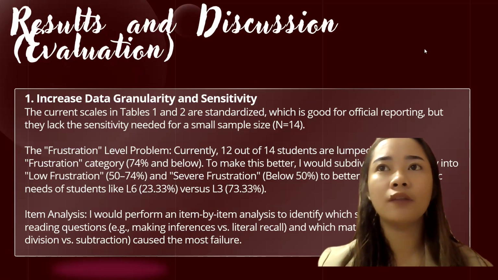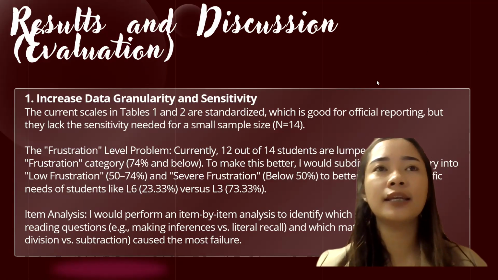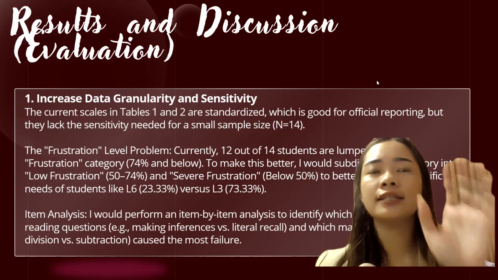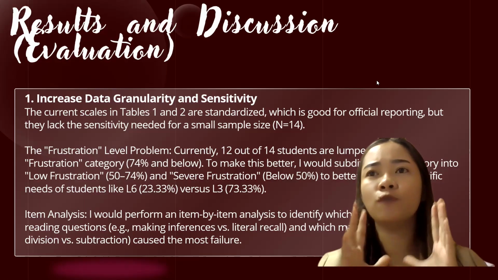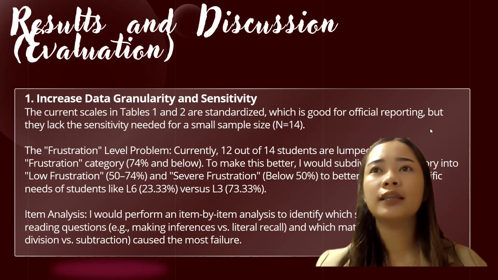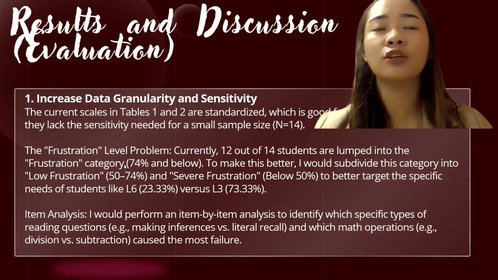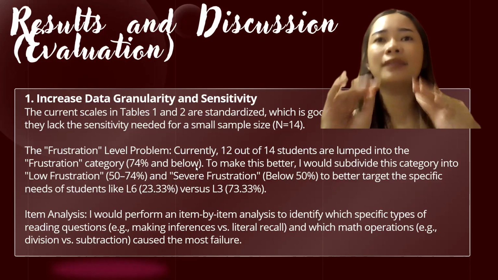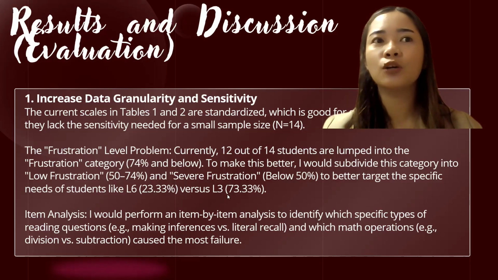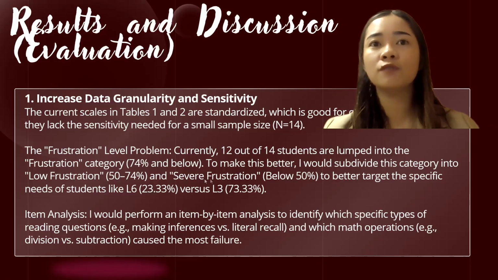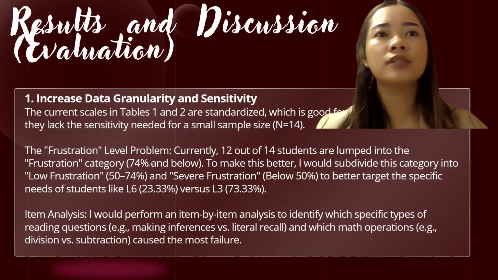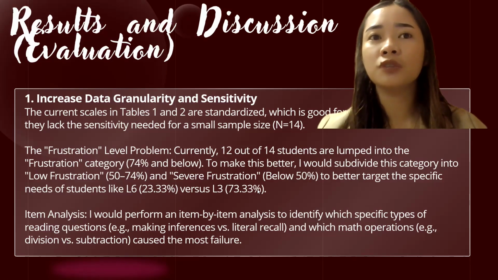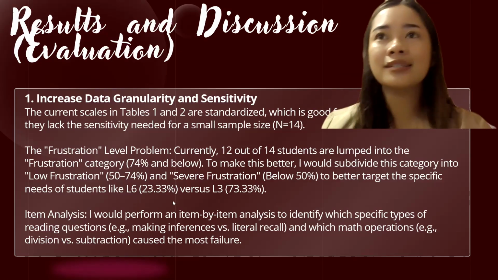If I'm going to evaluate the results and discussion, first, increase data granularity and sensitivity. The current scales in tables 1 and 2 are standardized, which is good for efficient reporting, but they lack the sensitivity needed for a sample size of only 14 students. The frustration level problem: currently 12 out of 14 students are lumped into the frustration category, which is 74% and below. To make this better, I would subdivide this category into low frustration, 50 to 74%, and severe frustration, below 50%, to better target the specific needs of students, like learner 6, which is 23.33%, versus learner 3, which is 73.33%. Both are in the frustration level, but did you see it's different? It's quite far.